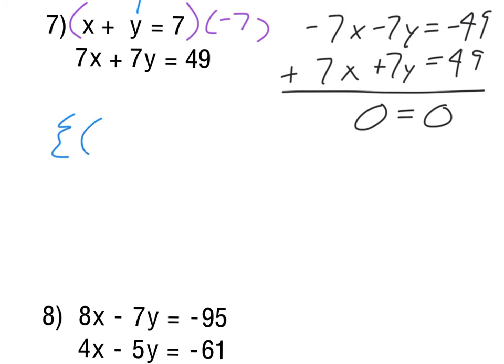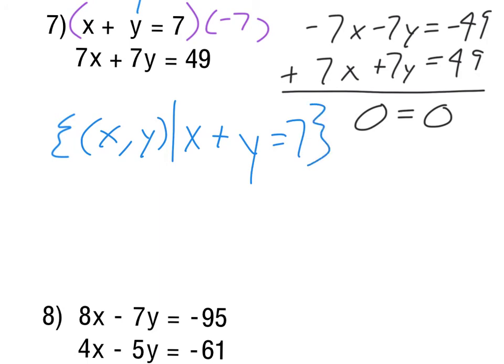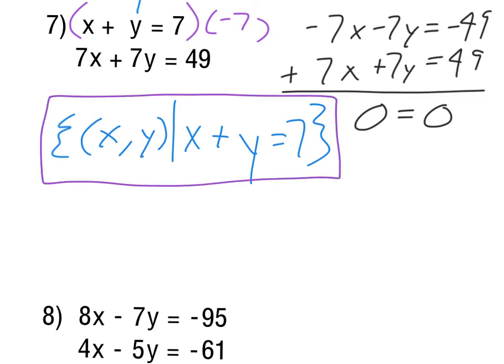And so I start by saying that the solutions are going to be an ordered pair x and y, such that, and we just pick one of the two equations. The simpler one is what we want to go with. So I got x plus y equals 7 is the equation we would use. And so this is really the way that we describe our solution set. We say our solution set is the set of ordered pairs x and y, such that x plus y equals 7. That's how we describe all those answers.